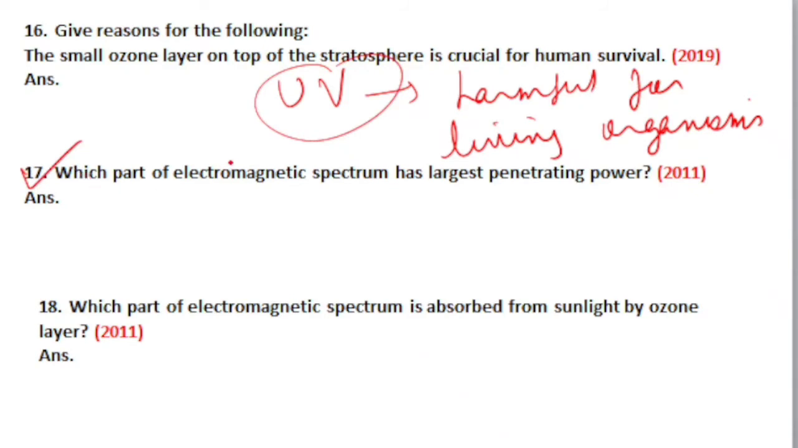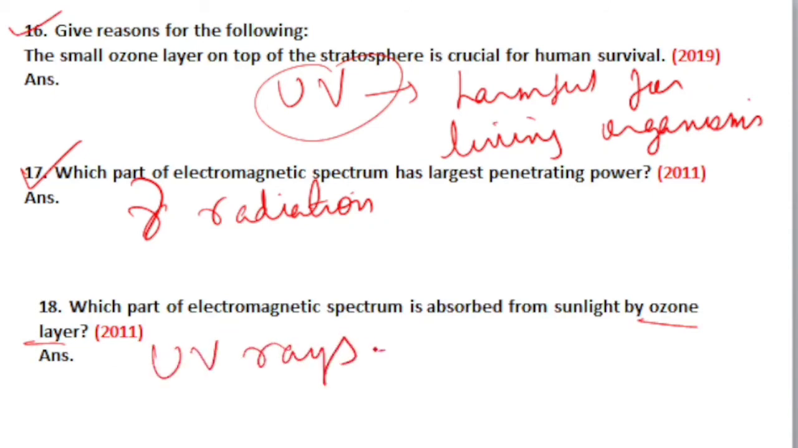Next, question number 17. Which part of electromagnetic spectrum has largest penetrating power? Which has shorter wavelength and high frequency? That is gamma ray. Gamma radiation has high penetrating power. Next, question number 18. Which part of electromagnetic spectrum is absorbed from sunlight by ozone layer? Same as question 16. Yes, ultraviolet ray. It is absorbed by the small ozone layer on top of the stratosphere.